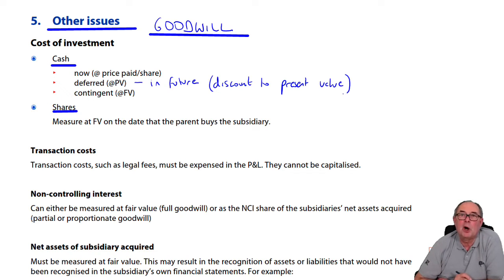But it won't be a horrid calculation. It'll be for 1 or 2 years. Sometimes you have contingent consideration, which might be payable in the future.